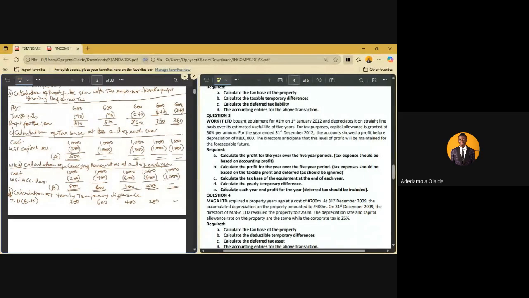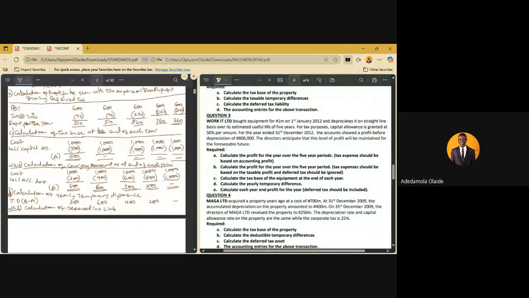Do we understand? Temporary difference is what? Carrying amount minus tax base. And because all of it are positive here, which shows that carrying amount is greater than tax base at the end of each year, we can now say workings 3, calculation of deferred tax.